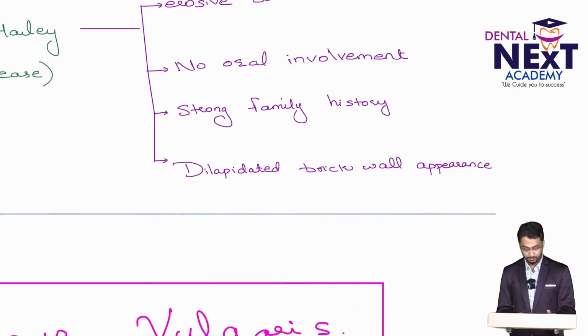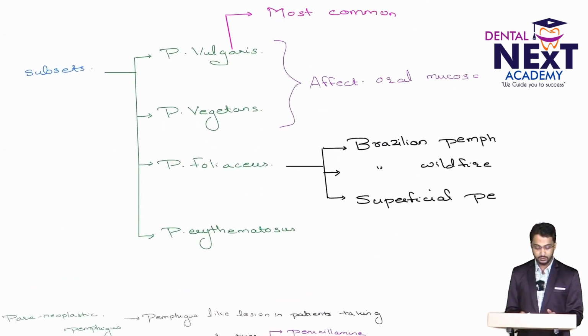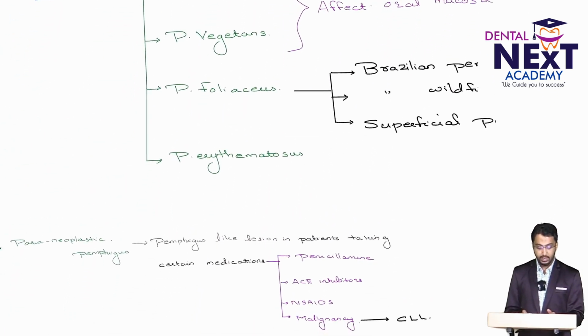Dilapidated brick wall appearance. So erosive, no oral involvement, familial, dilapidated brick wall appearance is the most important. So that's about the different types of pemphigus. Vulgaris, vegetans, foliaceous, that is Brazilian, erythematosus.